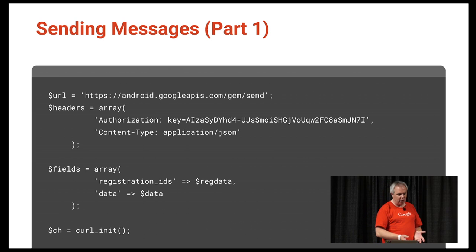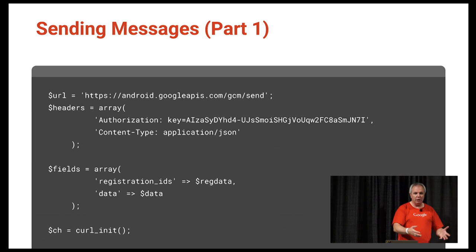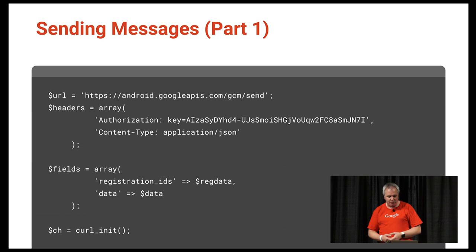I have a string that I call data, which you can see here towards the bottom. So I have a data field, and I put that string into that. And then I have an array of registration IDs. So if I'm picking one registration ID, based on its token, to target just one device, I'd put one in there. If I want to send it to everybody, I'd just put everybody in there.